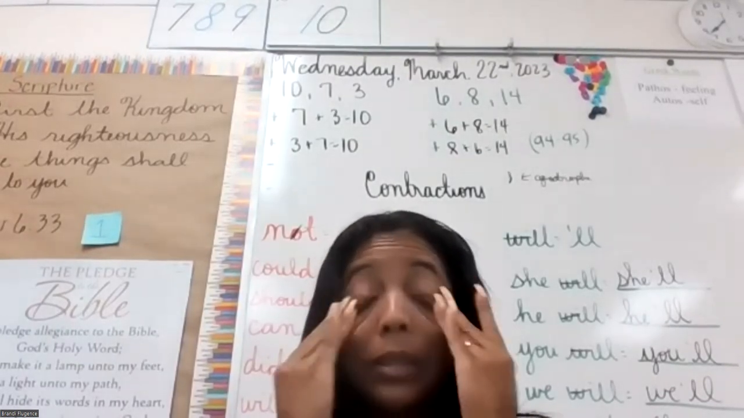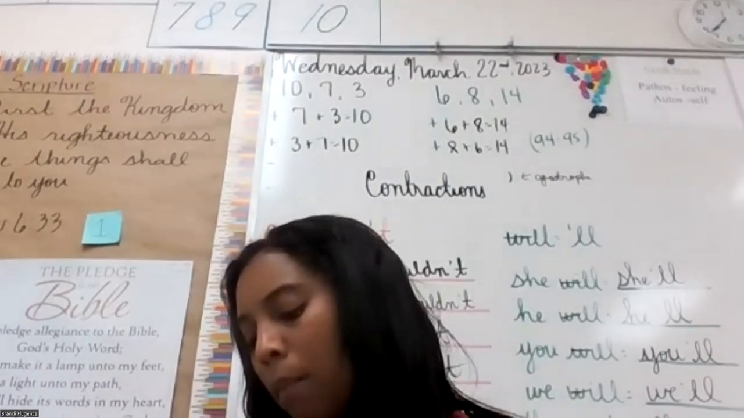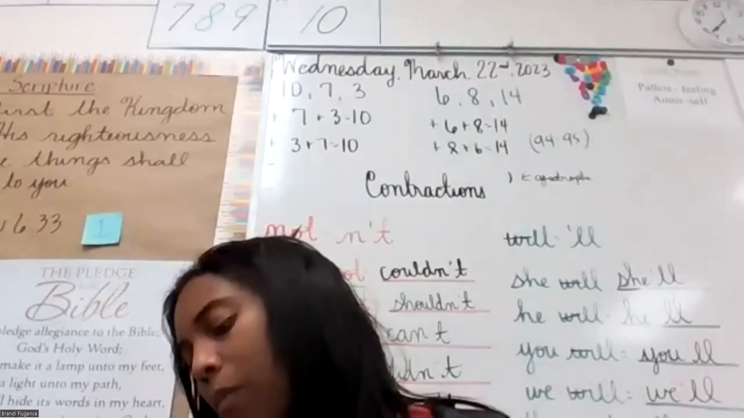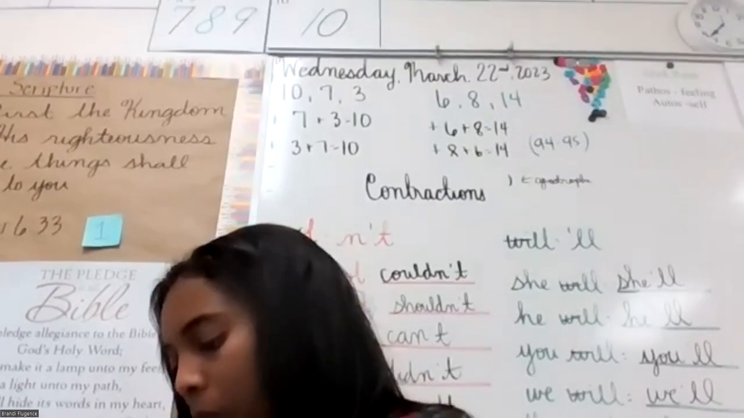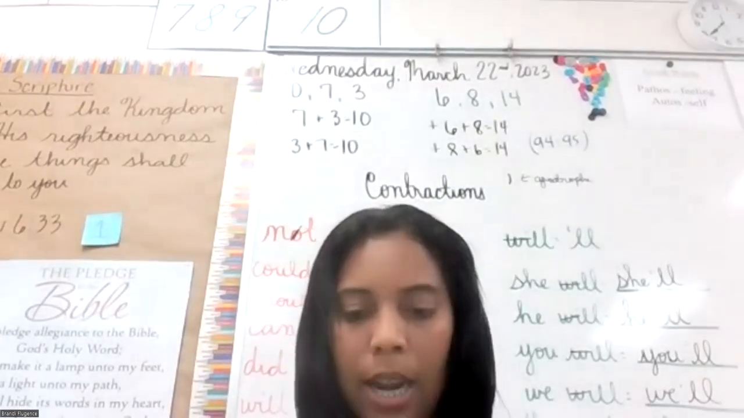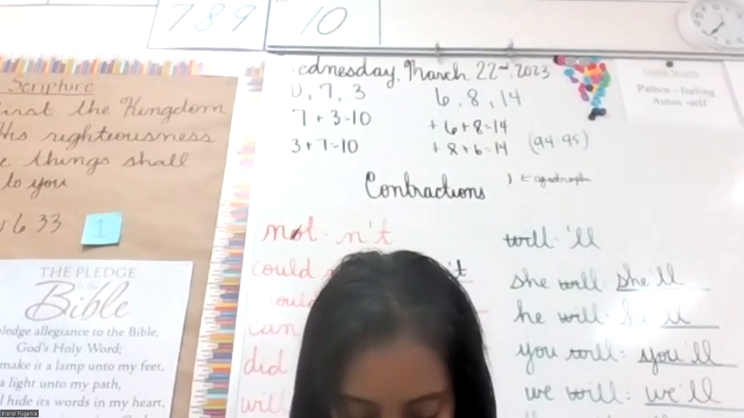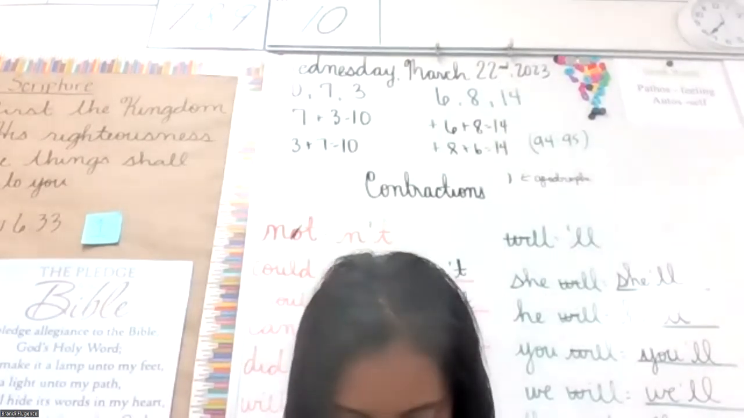Let's go ahead and move on to our science, talking about part of a plant, the flower in particular. Part of the plant. Page 98 in science. Oh, I put all the way to 100. First, I thought we was on root.